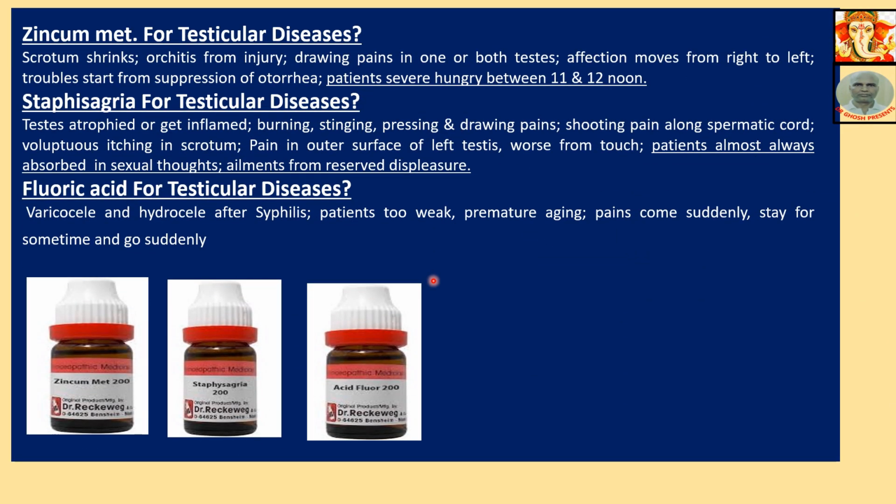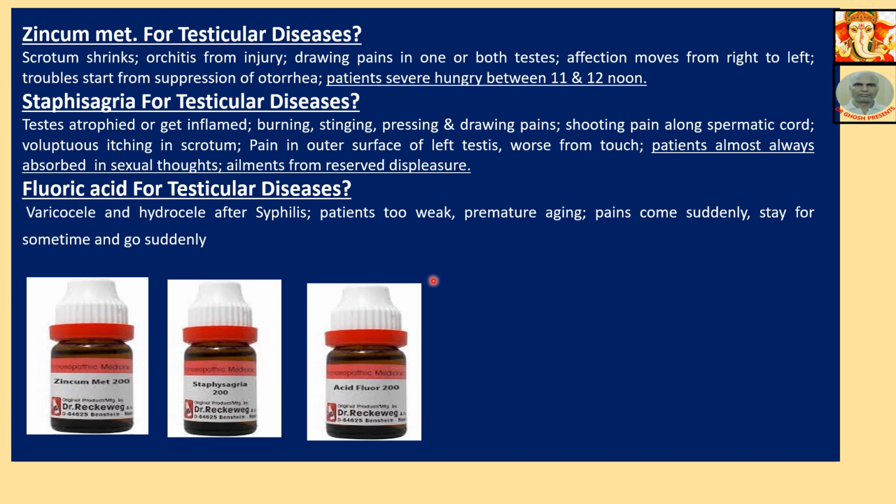Zincum met for testicular diseases, scrotum shrinks, orchitis from injury, drawing pains in one or both testes. Affection moves from right to left. Trouble starts from suppression of otorrhea. Otorrhea suppressed, testicular atrophy started or testicular problem starts. Patient severely hungry between 11 and 12 noon. General symptoms.